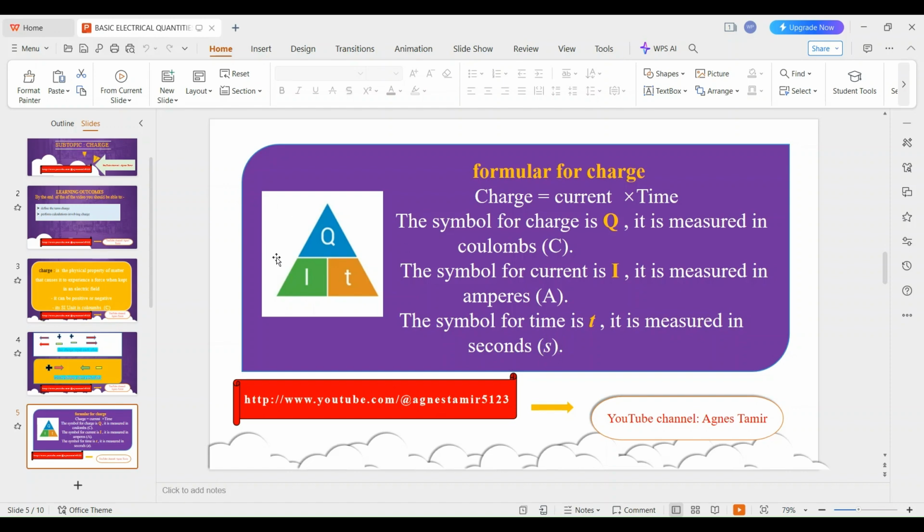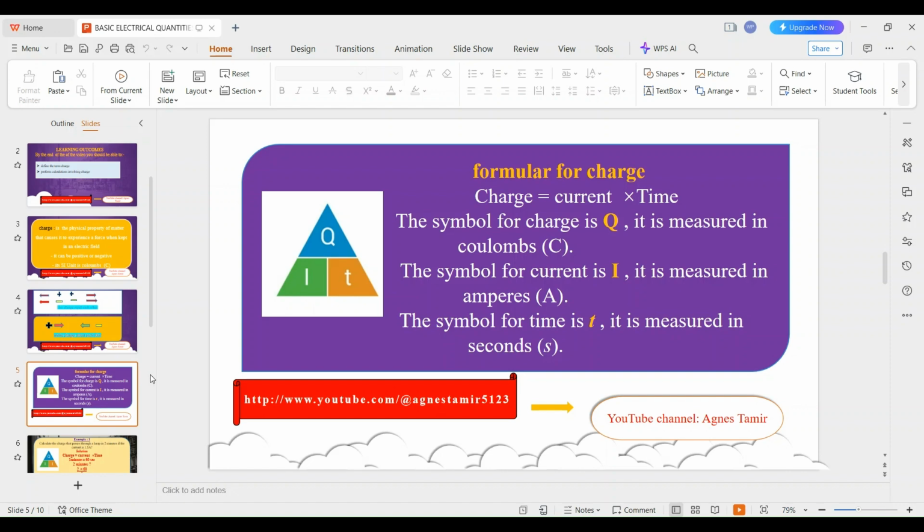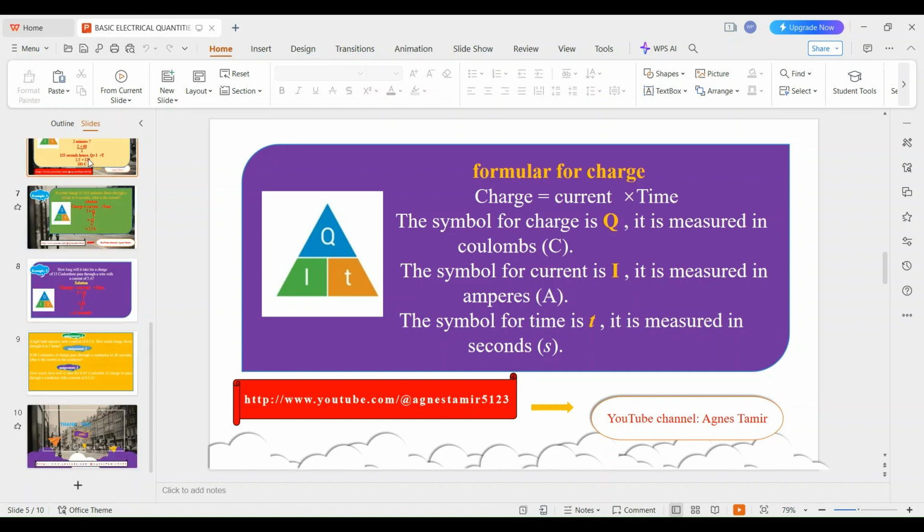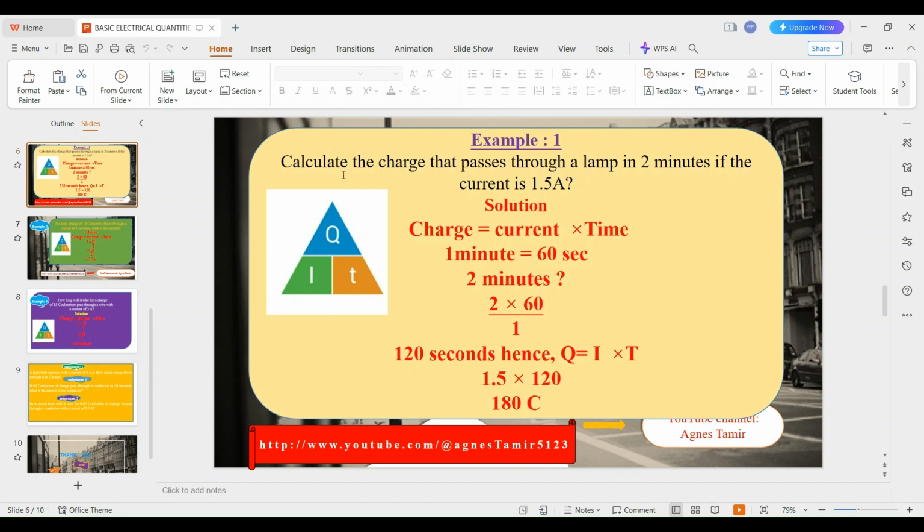Now, we shall be using this charge triangle all through our calculations, so don't forget the formula. So let's look at our example number one. Calculate the charge that passes through a lamp in 2 minutes if the current is 1.5 amperes.